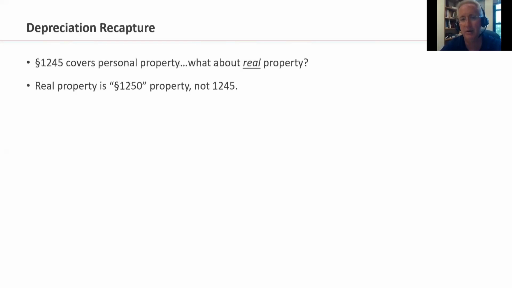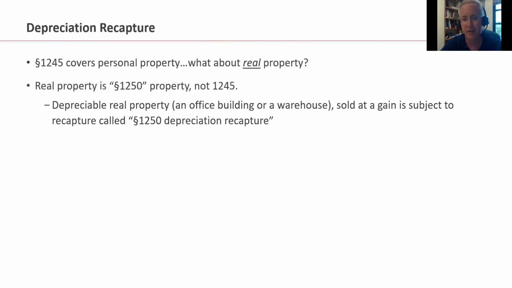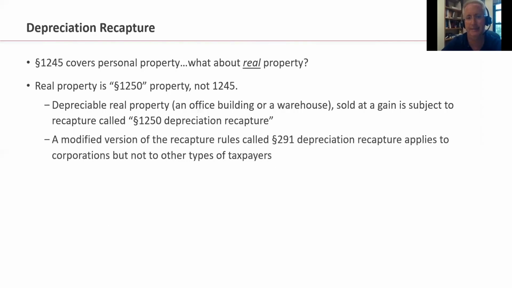But what about real property? So recall that real property was classified under Section 1250, not Section 1245. So depreciable real property, for example, an office building or a warehouse, sold at a gain is subject to recapture called 1250 depreciation recapture. So sometimes we call 1245 full recapture, and sometimes we call 1250 partial recapture. I'm going to show you why in a second.